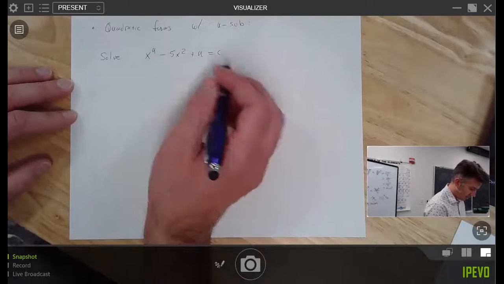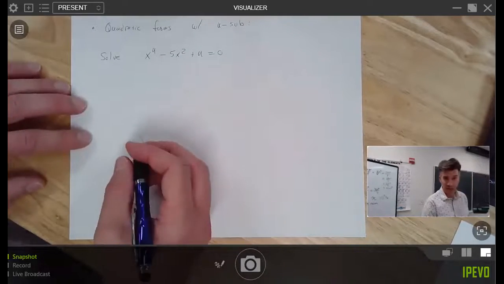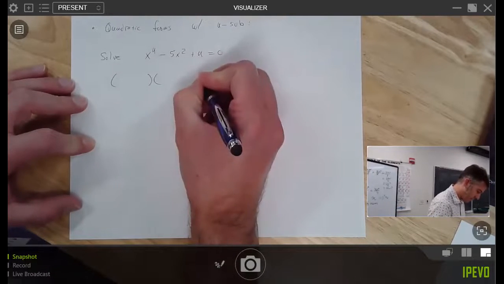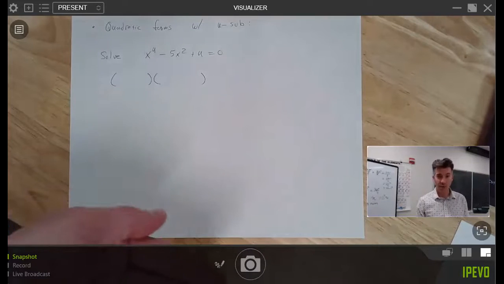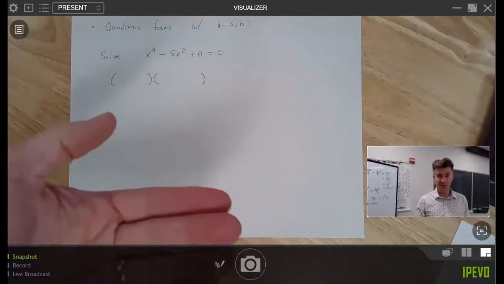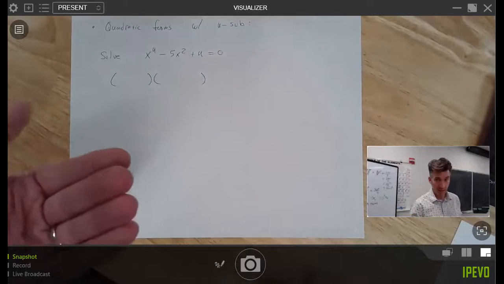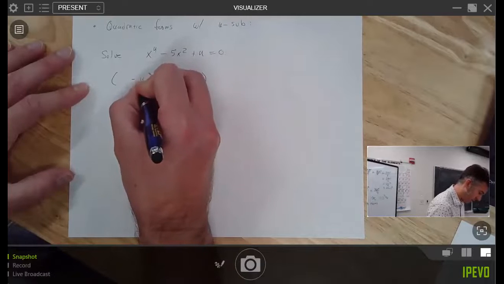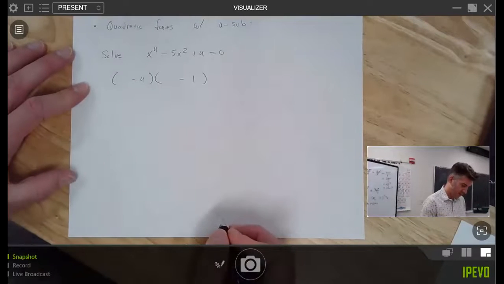So if I want to solve this, one way is to be like, well, I'm going to factor it. But I can see that I'm going to have to factor it as, well, I still want things that multiply to 4 and add to -5. Sorry, I keep saying it backwards. That's why it's good to write it out. That's going to be -4 and -1.